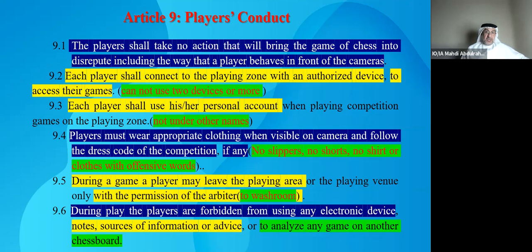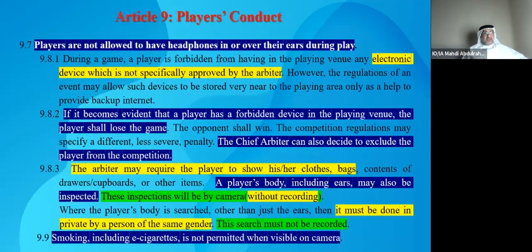And once you finish your first round and you're waiting for a second round, don't switch off the camera. Don't leave the camera until you take permission from the arbiter or match arbiter. During the play, the players are forbidden from using any electronic devices, even notes, sources, any book, any information, any advice, not allowed. So here, the arbiter gives a sanction or makes him lose if you find them using something else. Even not allowed to keep your mobile, even switched off, on the table. If you keep the mobile on the table, in this case, you will lose the game.